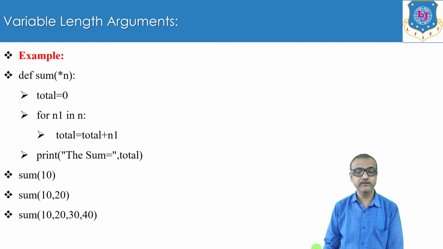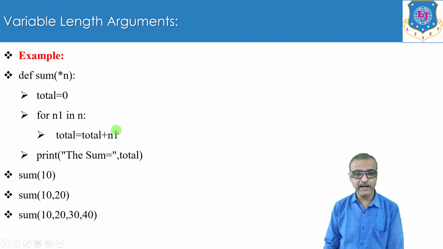Okay, now I will make you understand variable length arguments with the help of an example. First of all, we have to write the def keyword, then the function name sum, then in parentheses star, and then n, and don't forget to write this colon. Initially, we are initializing the variable total, which equals 0. Then we are writing the for loop: for every element n1 in n, total equals total plus n1. So it will add all the elements n1 present in n.